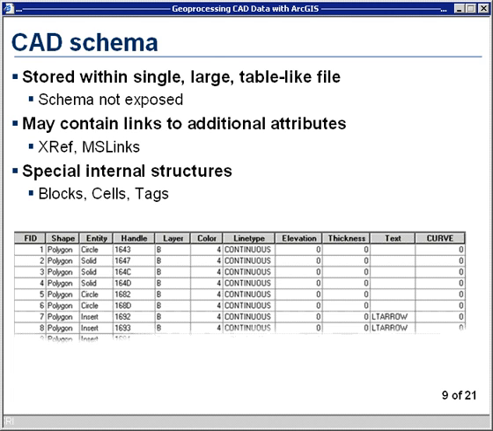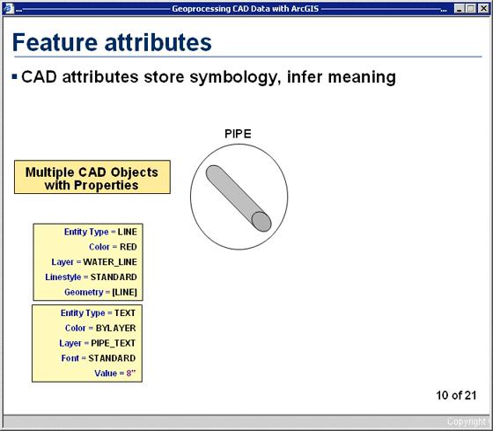In addition to schema, CAD attributes are different than what you might expect in GIS. CAD attributes are primarily concerned with storing symbology. And from that symbology, you as a user or a reader need to infer what that symbology means. What we're showing you here on this screenshot is that we have a single entity called the pipe, and information about that pipe is stored within two different entities in CAD schema.